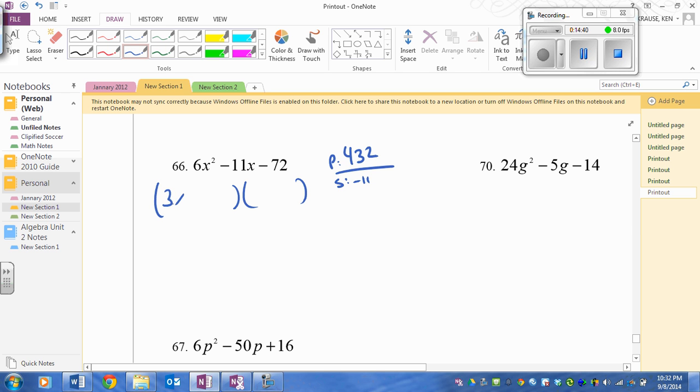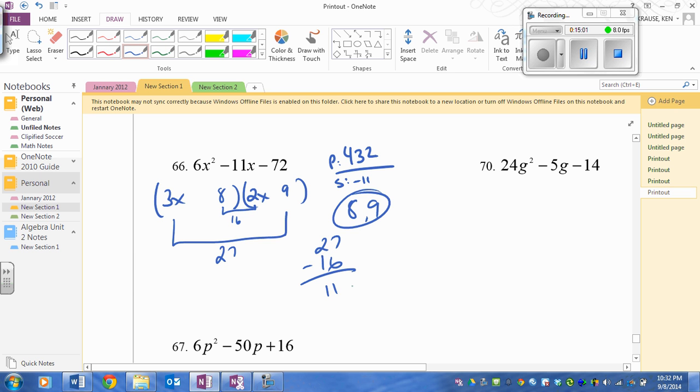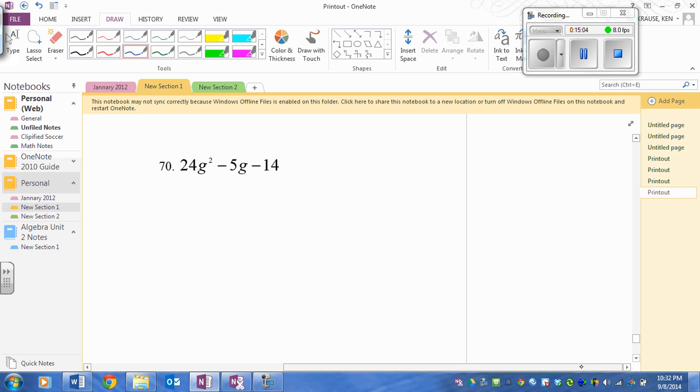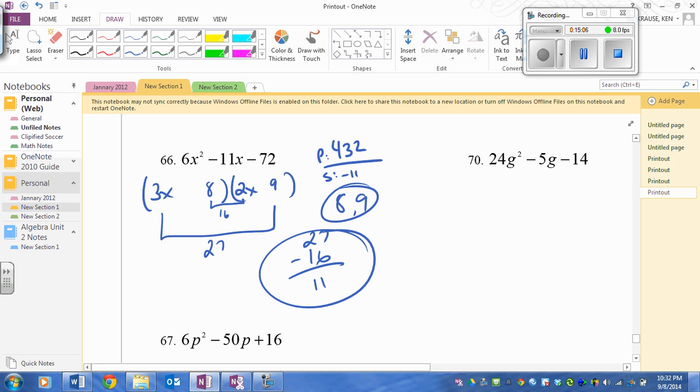I'm going to try 3x and 2x. And for 72, I'm always going to try 9 first. Now with 3, I can't put the 9, so I'll put the 8. And with the 2, I can't put the 8, so I'll put the 9. There's 27. And there's 16. And 27 minus 16 is, in fact, 11. But I want negative 11, so the 27 has to be negative. So the negative goes here, positive goes here. Answer.